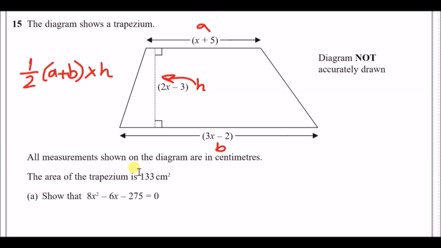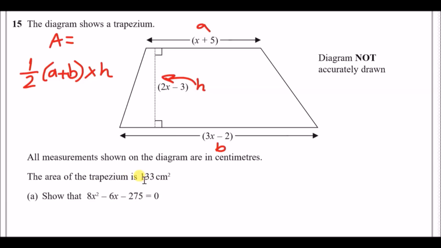Now all measurements shown on the diagram are in centimeters. The area of the trapezium is 133 centimeters squared. So this is again the formula of the area. Show that you can make this quadratic equation. So when they give you something like this, you literally have to apply what you know from the given information and somehow form an equation and then simplify it, and it will look like this quadratic. So let's use the info.